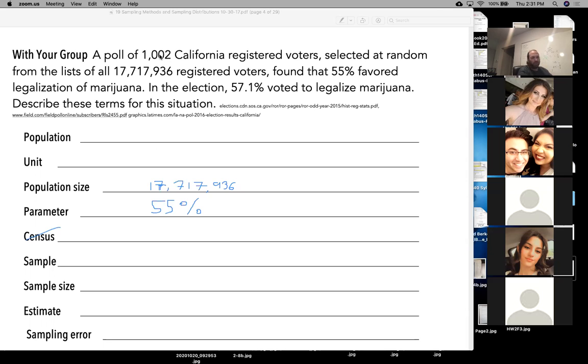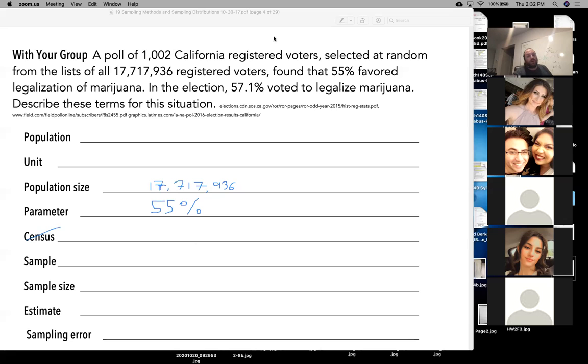Registered voters. No, again, the registered voters are the people in California who are registered to vote. There's 17 plus million of them. Did I ask all of them for this poll? Did I ask all 17 plus million? No, you only asked 1,002. So those ones that I did ask, that's my sample.